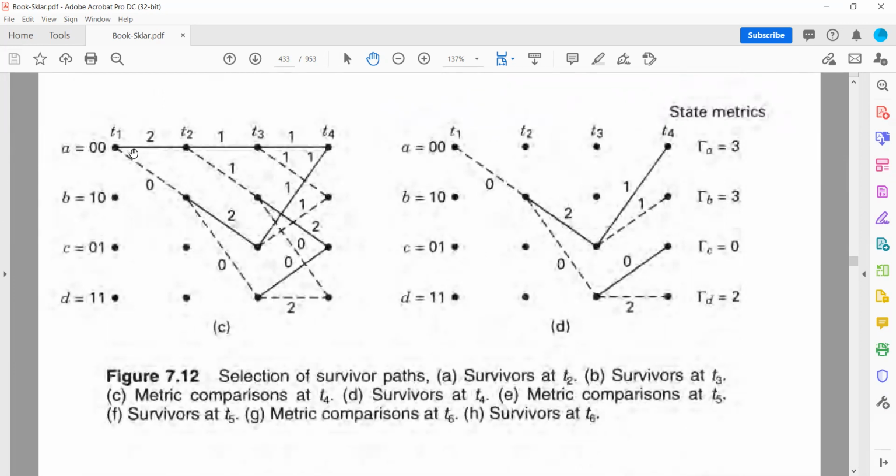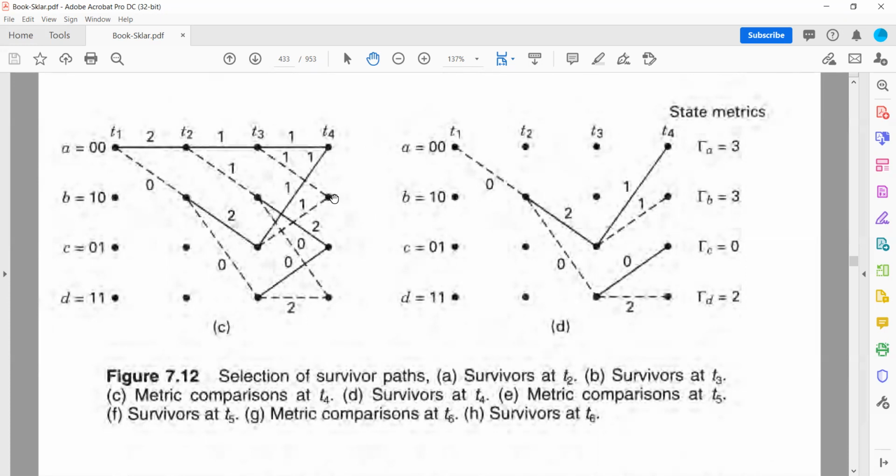So you start from here. 2 plus, now at T4, you look at T4. At this node, 2 paths are entering. One is this path, the straight path. The other is this path. So what is the state metric? 2 plus 1 plus 1 is 4. What is the state metric for the other path? 2 plus 1 is 3. So that is why this 2 plus 1 path is the surviving path, and the state metric is updated to 3. It will not take the state metric as 4. It will take the state metric as 3.